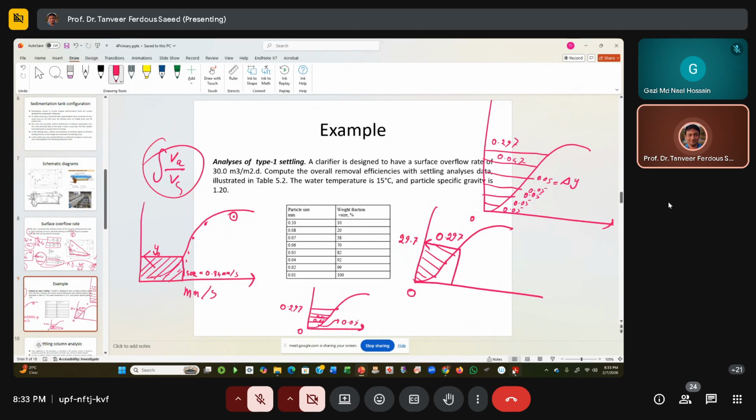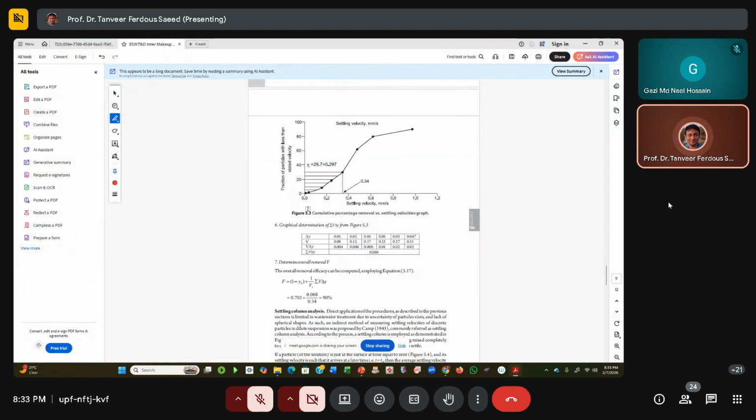So you see here del y, 0.05, 0.05, 0.05, and the last one is 0.047. Now, how can we compute this v value? So we know we need this v. What is this v? Let's see.